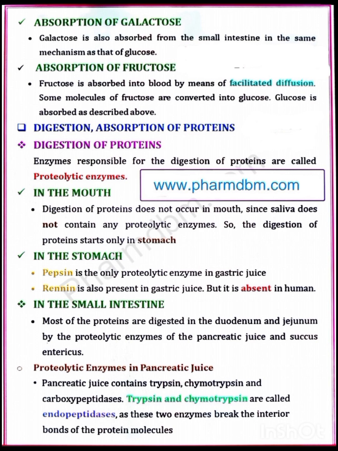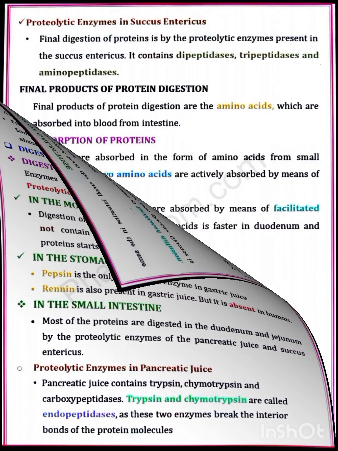In the small intestine, most of the proteins are digested in the duodenum and the jejunum by the proteolytic enzymes of the pancreatic juice and succus entericus. Proteolytic enzymes in the pancreatic juice: pancreatic juice contains trypsin, chymotrypsin and carboxypeptidases. Trypsin and chymotrypsin are called endopeptidases as these two enzymes break interior bonds of the protein molecules.